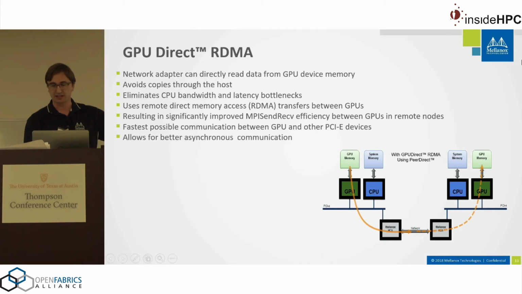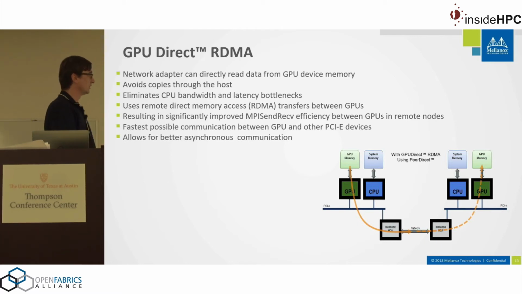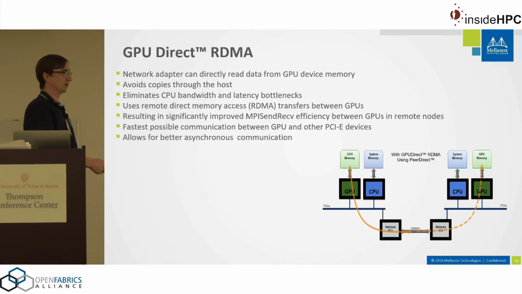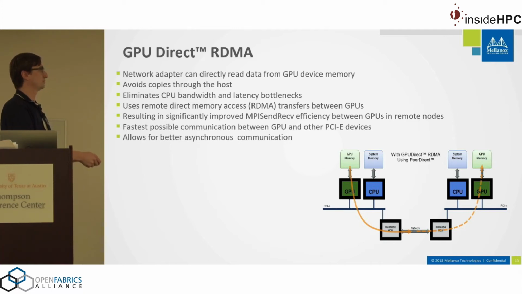So prior to this, the data has to be staged in host buffers before it can be pushed through the network. What this essentially means is that the GPU device memory has to be copied to the host buffer. From the host buffer, it has to be copied to the HCA buffer. The HCA buffer sends it over the network to the host buffer. From the host buffer, it has to be copied to the GPU.